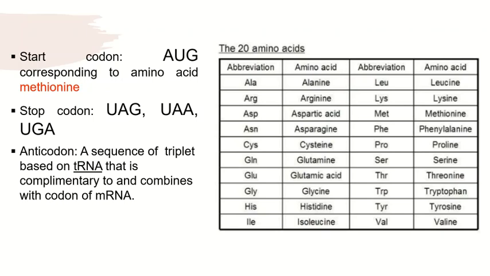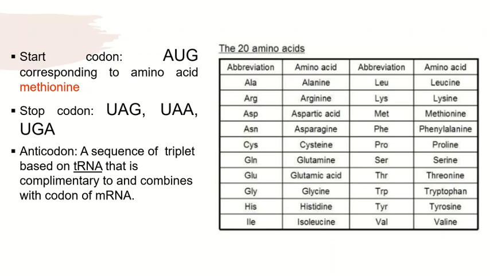There are 2 groups of codons that you must remember, which are the start codon and the stop codon. The start codon is AUG, corresponding to the amino acid methionine. For the stop codon, you have 3 codons: UAG, UAA, and UGA. Later on, the start codon and stop codon will be very important in the translation process.